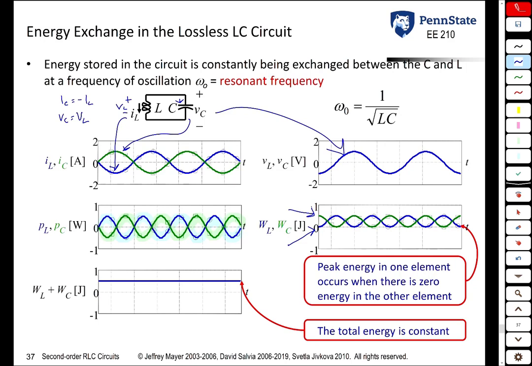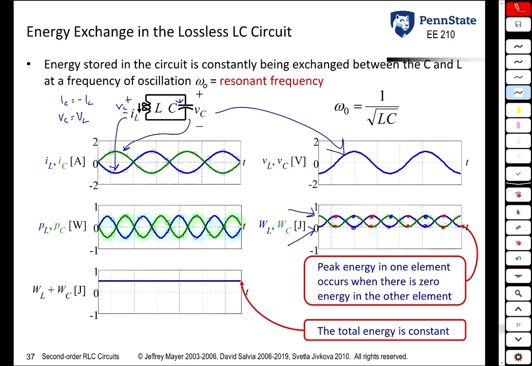First off, notice that the stored energy is always positive. That makes sense. You can't store negative energy. Second thing you note is that when the energy stored in the capacitor is a maximum, here, here, and here, the energy stored in the inductor is 0. Likewise, when the energy in the inductor is maximum, the energy stored in the capacitor is 0. In other words, there are some points in time where all the energy is stored in the capacitor. There are other points in time when all the energy is stored in the inductor.